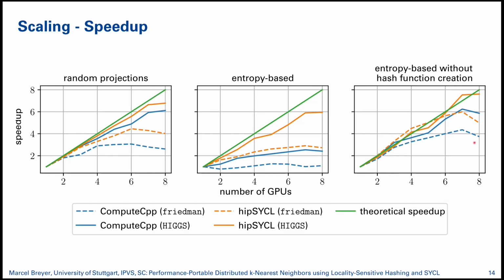However, if we again ignore the runtimes for the entropy-based hash function creation step, we now see that even when using the Friedman dataset, the entropy-based hash functions now scale on up to 7 GPUs and scale better than the random projections. And now using the Higgs dataset, HIPSYCL even has a parallel speedup of nearly 8. But again, Compute CPP has a worse parallel speedup across all tests compared to HIPSYCL.